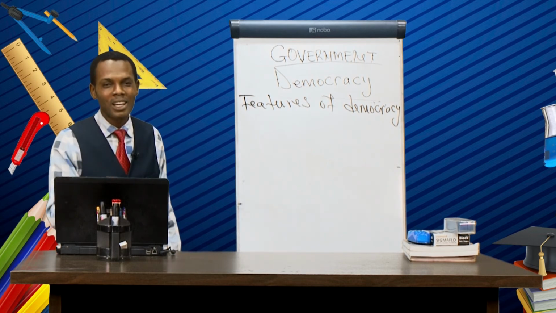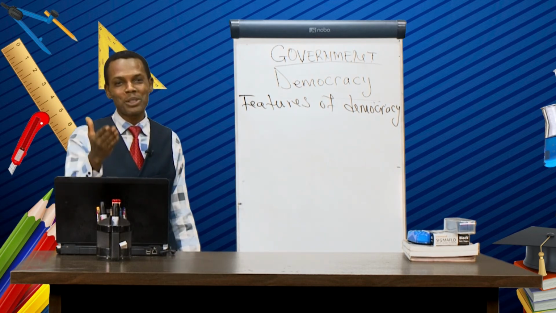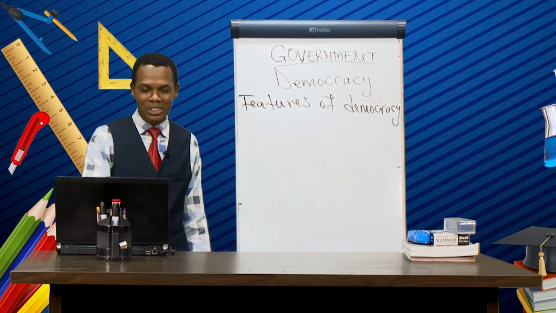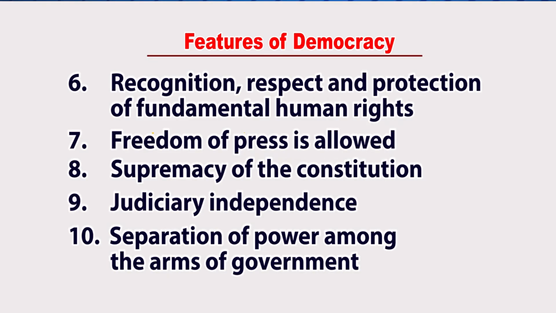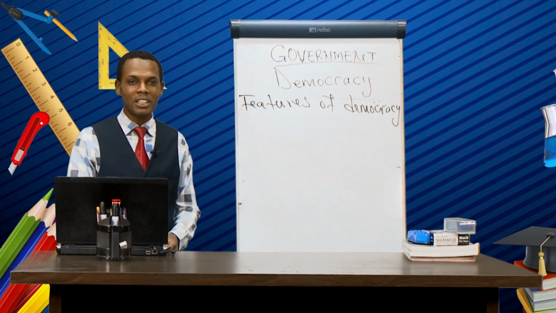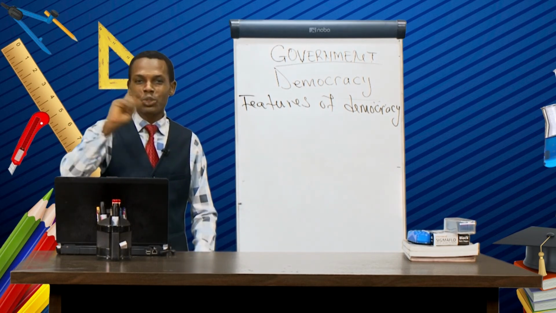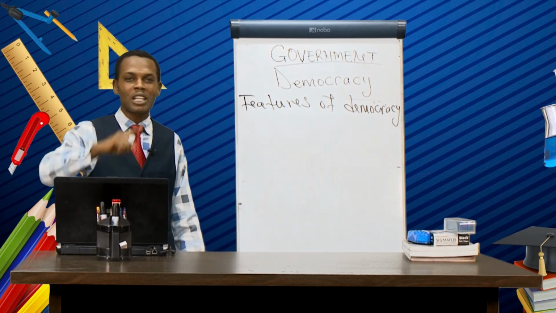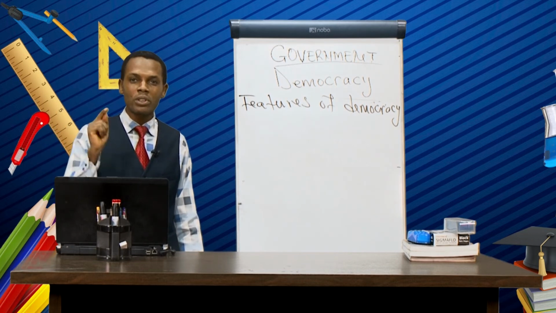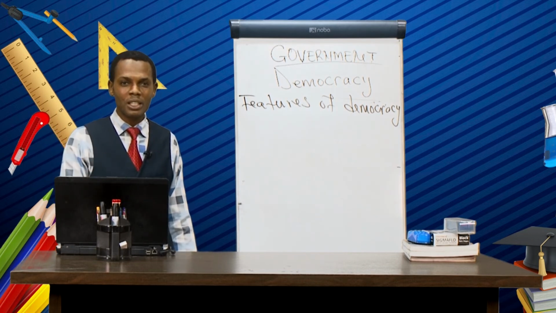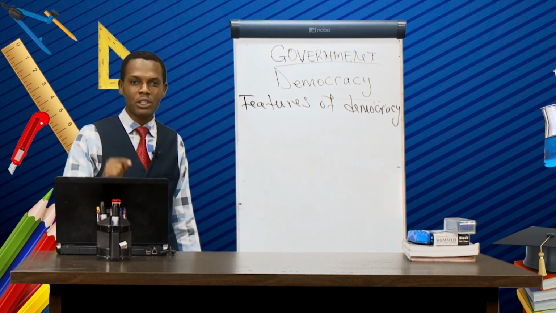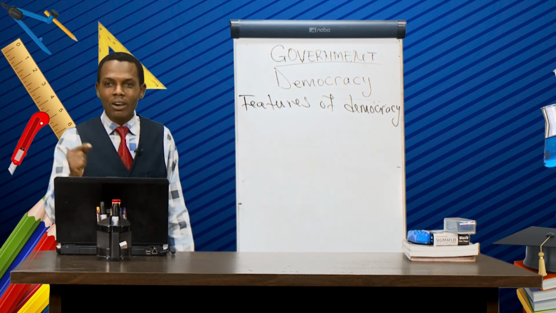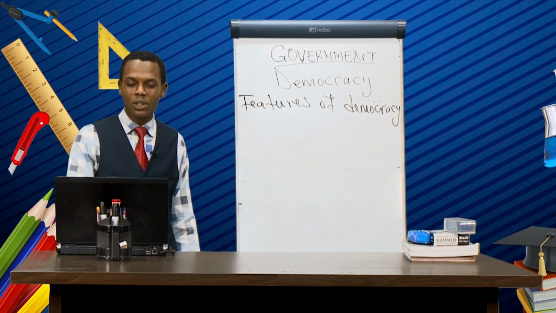You see something, and then what? You say something. Maybe your dad or your mom is even a journalist or so. Then we have supremacy of the Constitution. In every democratic setting, the Constitution is supreme. It's above everybody. Nobody is above the Constitution. So whatever the Constitution says is binding on everybody, whether you're a ruler or you are a follower.